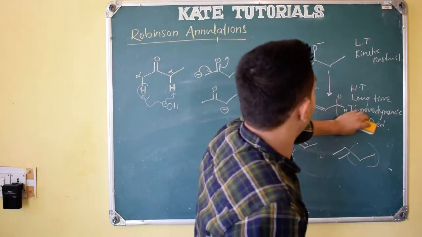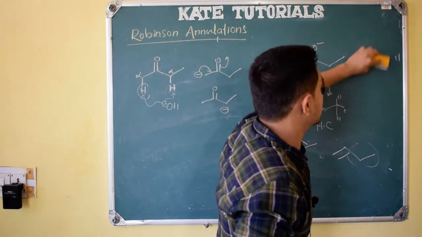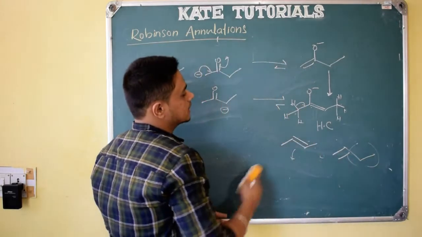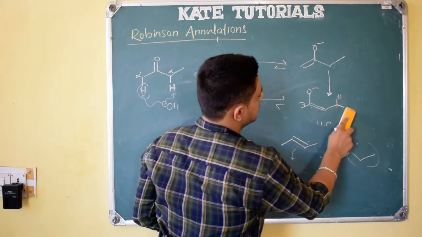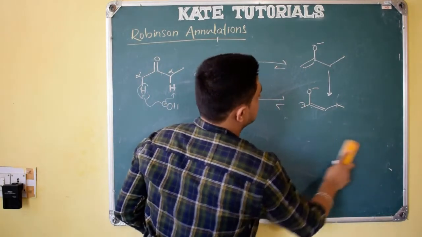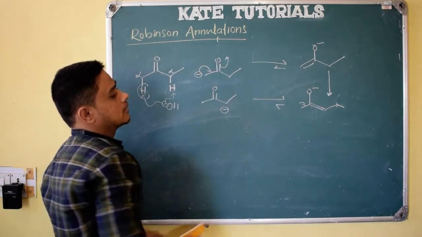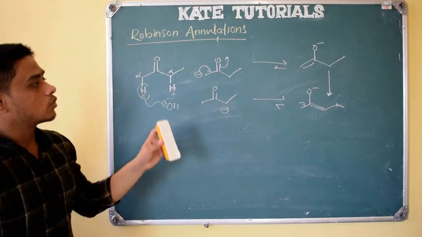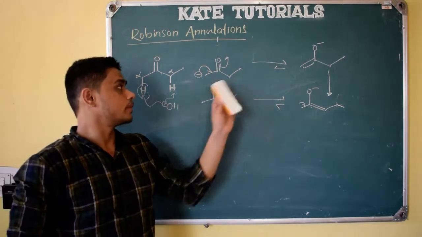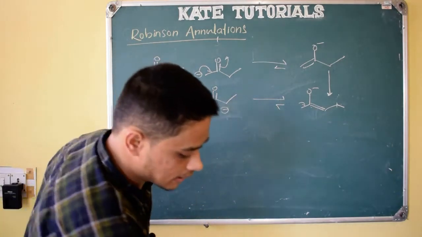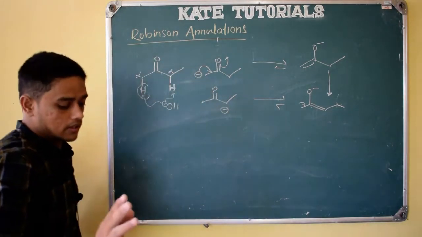So this is about thermodynamic and kinetic products. Why this is major, why this is minor, right? So this is thermodynamic, this is kinetic, right? So according to the condition, we write the products. So this is about the stability of enolate, right?